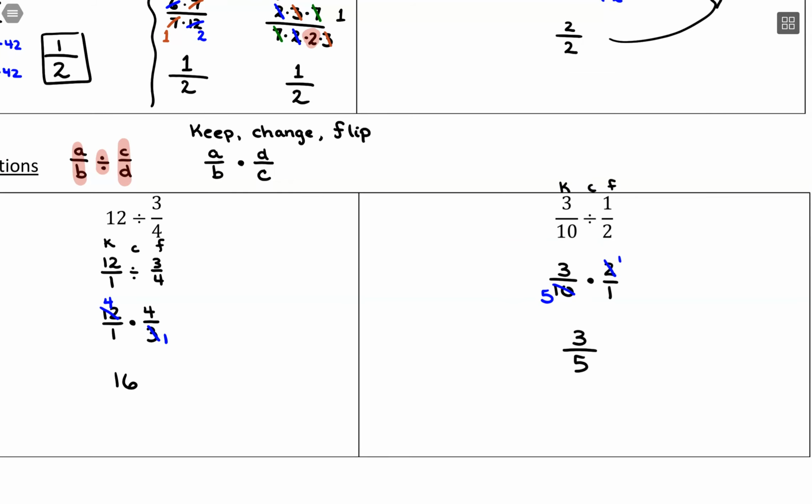So that's multiplication and division there. With multiplication, just go across the numerator, go across the denominator. For division, you want to take this extra step to change it to multiplication. And to do that, you need to do keep, change, flip.